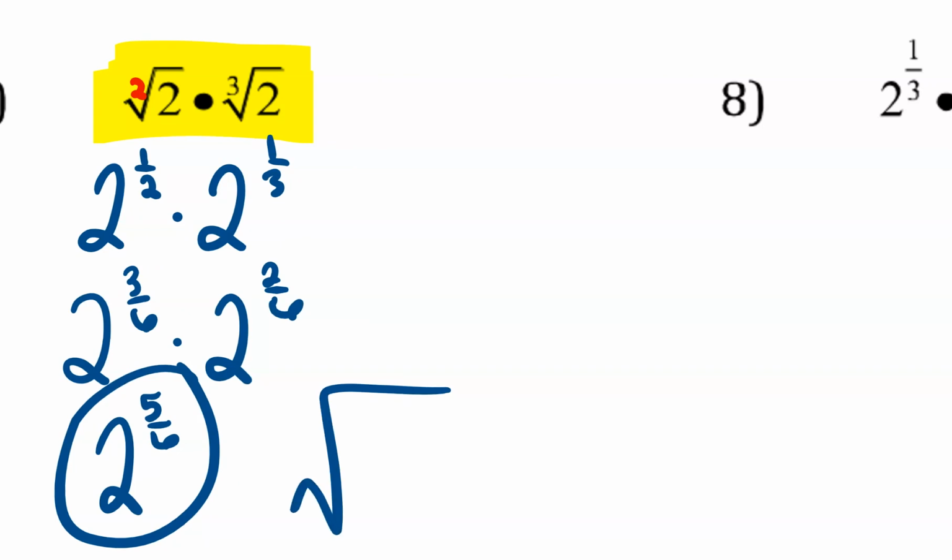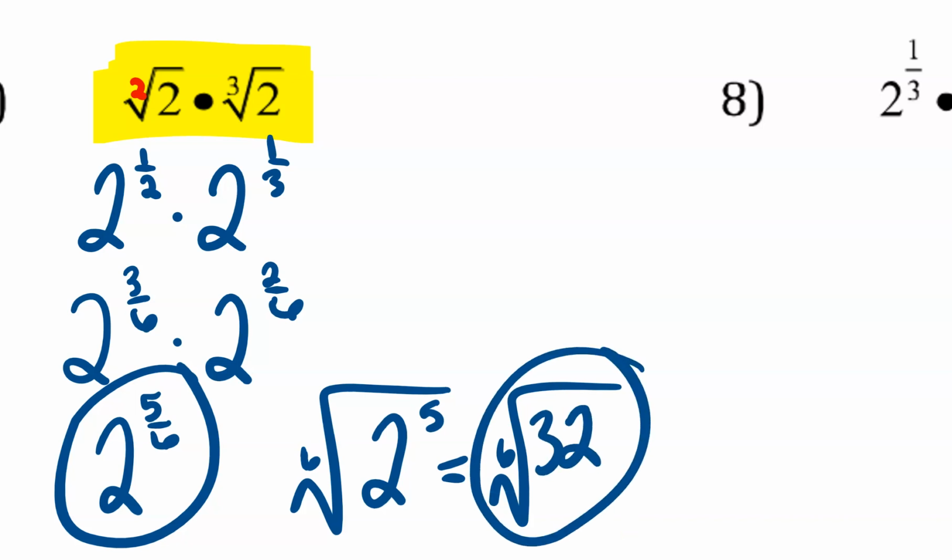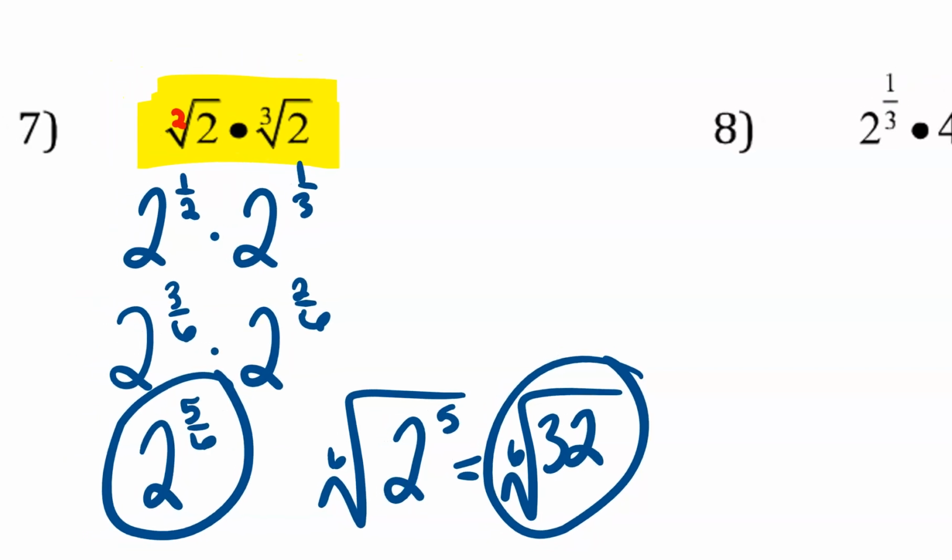This is my answer in radical form. 2 to the 5th is 32. This is probably the better way to have it written. So basically, the reason we had to do that was because we can't multiply a square root with a cube root, so we had to convert to a different form.